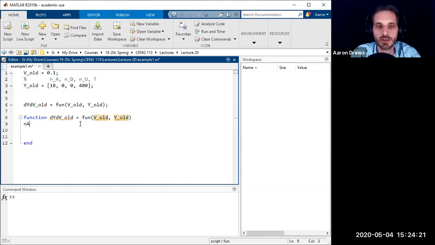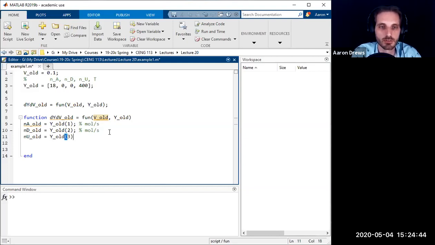So the previous value of NA is NA old, and that is in the first element of y old, right? It's y old of 1. That is the old value of N sub A. Similarly, ND is y old of 2, right? It's the second element inside of y, and NU old is equal to the third element of y, and our previous temperature, the old temperature, is y old of 4.